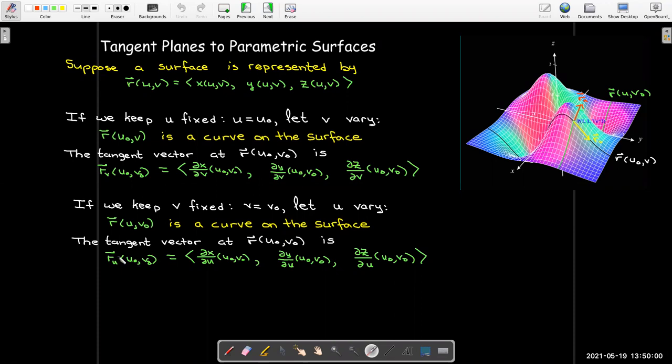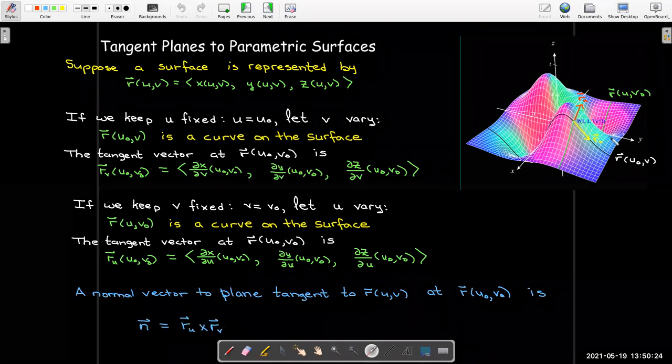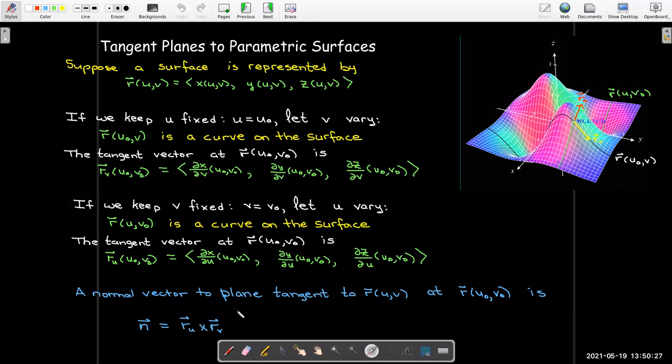And its tangent vector would be the partial of r with respect to u, which means we just take the partial derivative with respect to u of each of the three component functions and evaluate it at our point u naught, v naught. Now I have both my tangent vectors, I have a point. I can form the cross product of those tangent vectors to get the normal vector. And so now I have enough information. I've got a point on the plane. I've got a normal vector to the plane. I can find the equation of the tangent plane to this surface using its parametric representation.